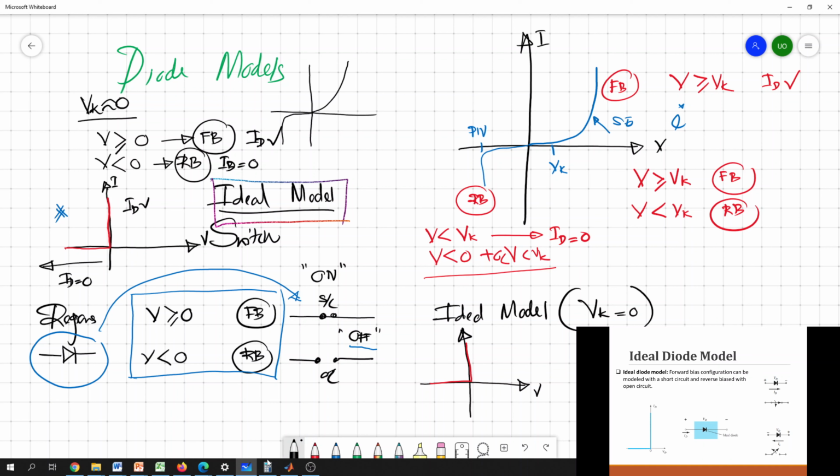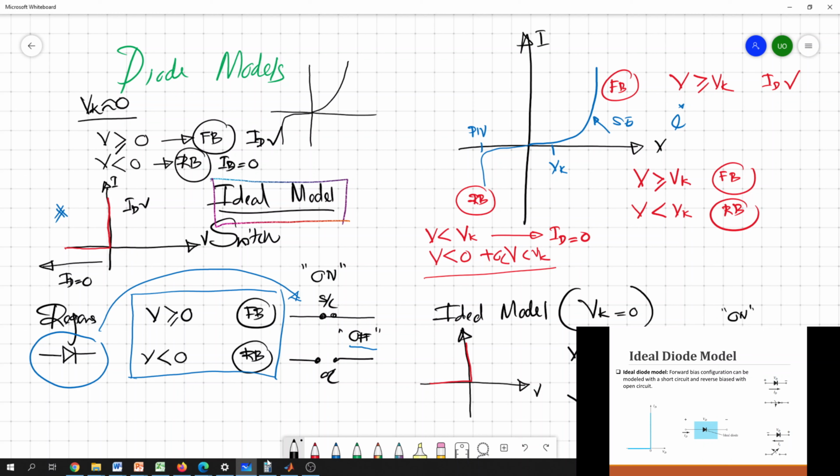When the applied voltage is greater than or equal to 0, we recognize that the diode is in the forward bias direction, and that can be replaced with a short circuit element. When the voltage is less than 0, we identify that the diode is in the reverse bias direction, and that can be replaced with an open circuit element. So this is the on state of the switch, and this is the off state of the switch. This is a very simple model.